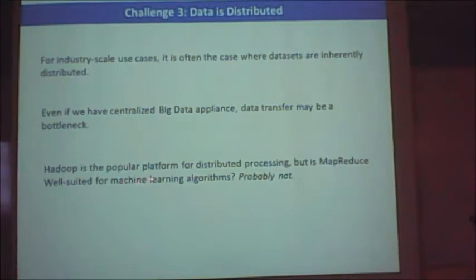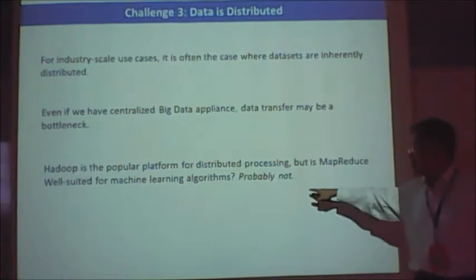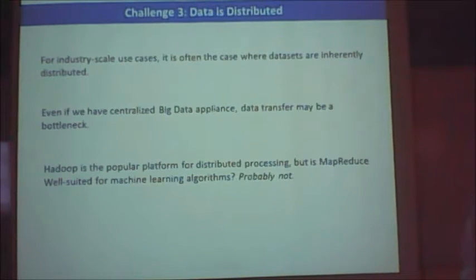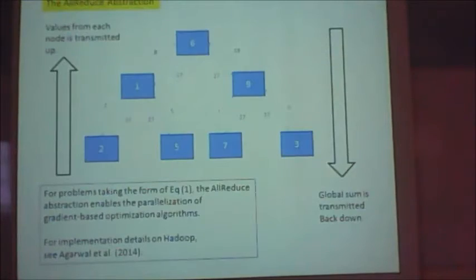So at the moment, I think all of us know that Hadoop is the platform for distributed processing, but is MapReduce well suited for machine learning algorithms in a very distributed way? So this is not my answer, that's why I make it in italics. This is one very interesting paper that I'll show you the reference for later on. They found out that it's probably not, so they have come up with an alternative abstraction.